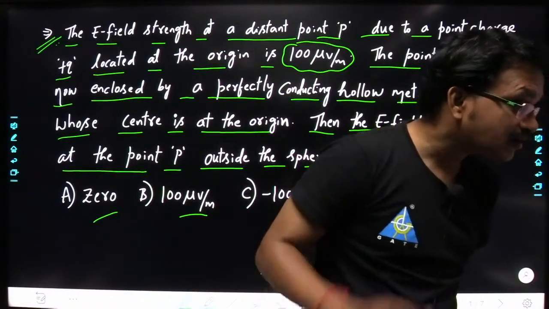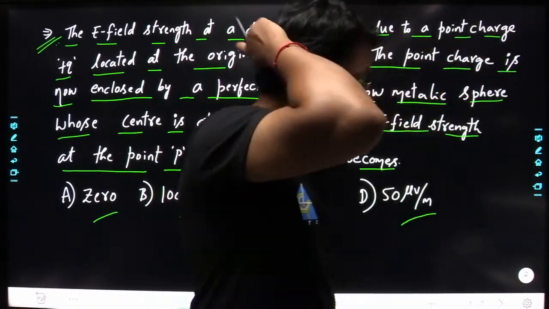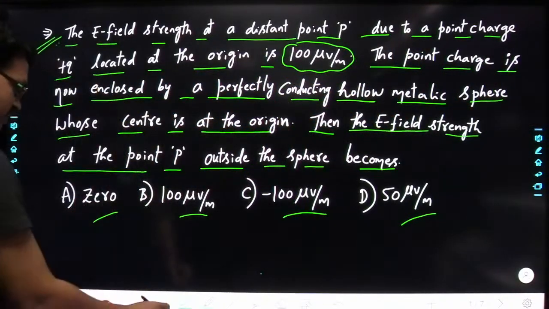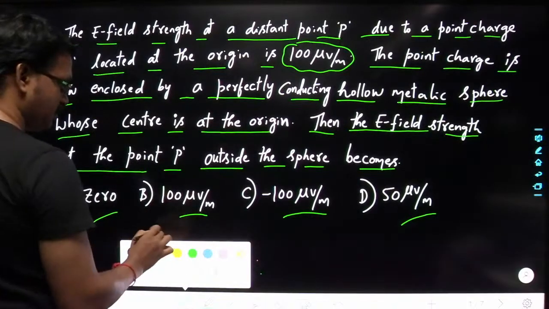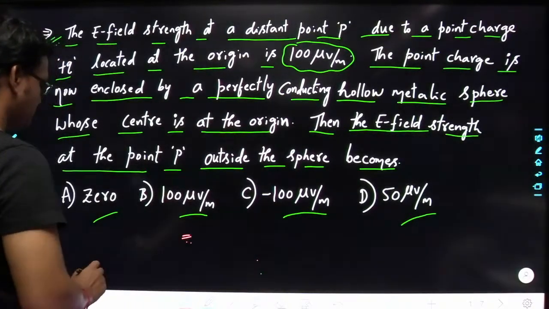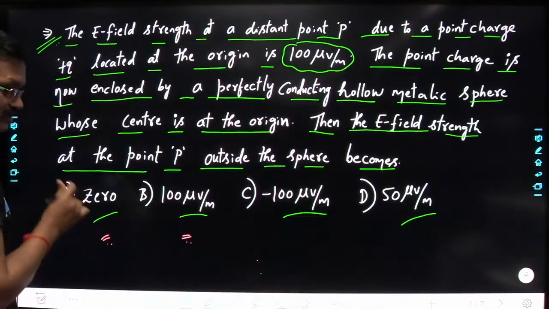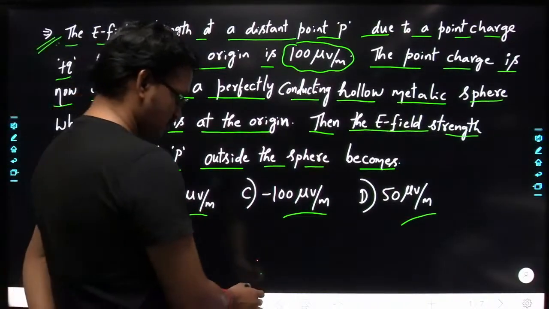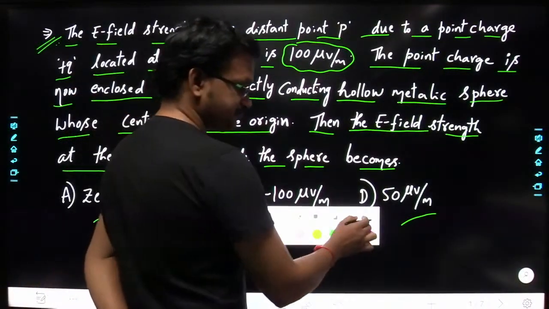Sri has given 0, Leela Krishna has given B. So Leela Krishna has given option B as answer, right? And Sri has given 0 as the answer, right? Okay. So let us check which one is correct, right?